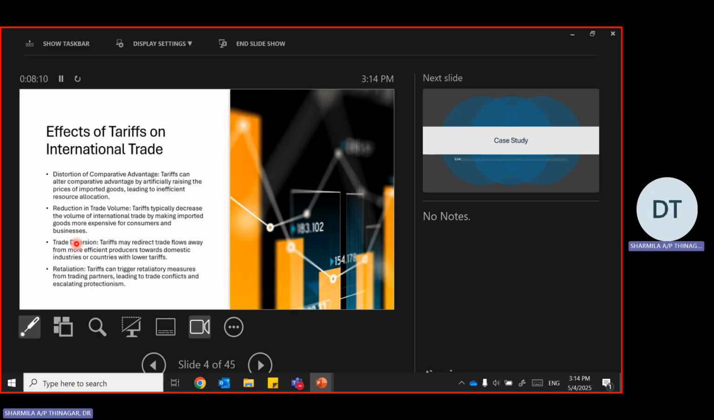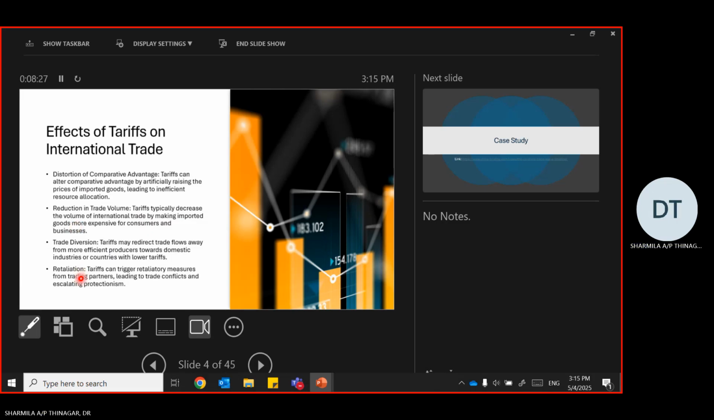Have you done the chapter on tariff and non-tariff? Then that means you should have covered trade diversion and creation. It should be in one of these chapters. Okay, so diversion means you are going away from one country to another country.